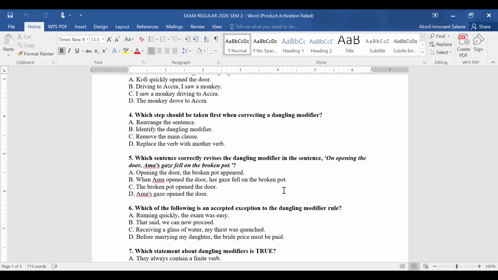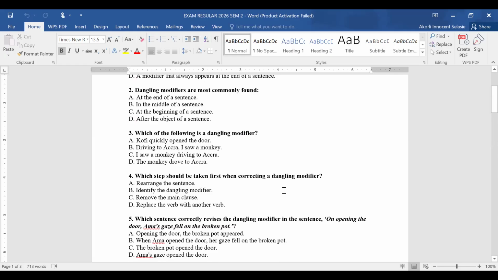Wait, I think for a question like this. Yes. Please, I have a concern with question 3. Raise a concern, please. Which of the following is a dangling modifier? Now, when you look at B, it says driving to Accra, I saw a monkey. Who is driving to Accra? I.